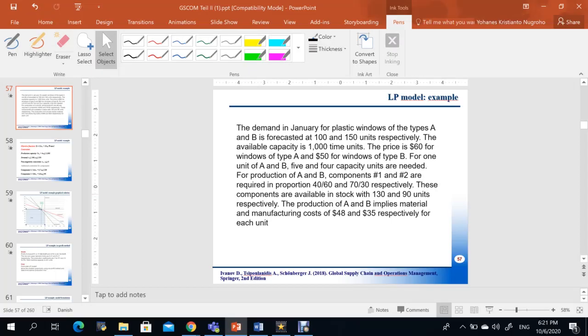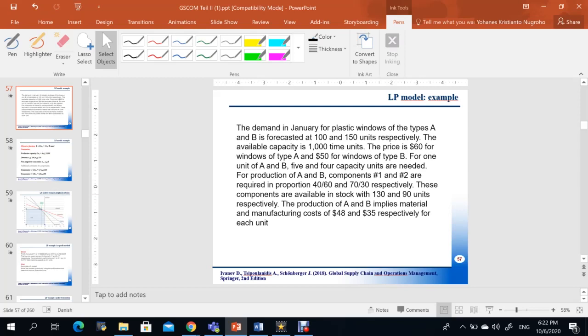Okay, now we have a second example in our slide. The demand in January for plastic windows of type A and B is forecasted at 100 and 150 units respectively. The available capacity is 1000 time units. The price is $60 for windows of type A and $50 for windows of type B. For 1 unit of A and B, 5 and 4 capacity units are needed.